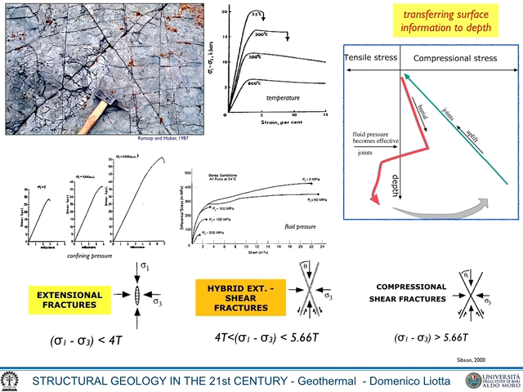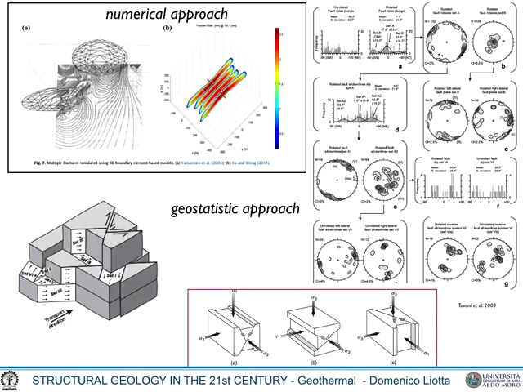going down before in a compression system, and then in a tensile system, and then again back within the compression stress field, although with different characteristics. So at the end of the story, you do not know which is the origin of the fractures you are measuring in the field. So to overcome this point, it's very common to have a geostatistic approach or a numerical approach in order to simulate the evolution of fractures considering the Andersonian theory.